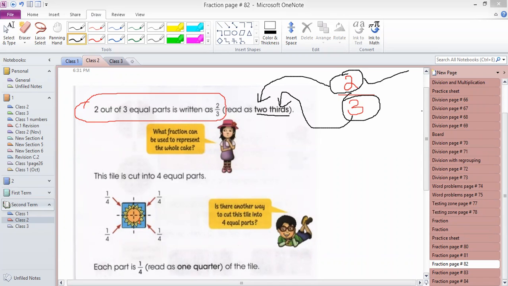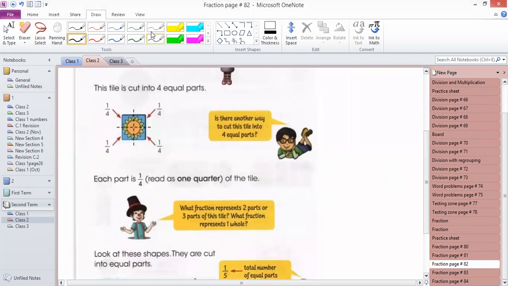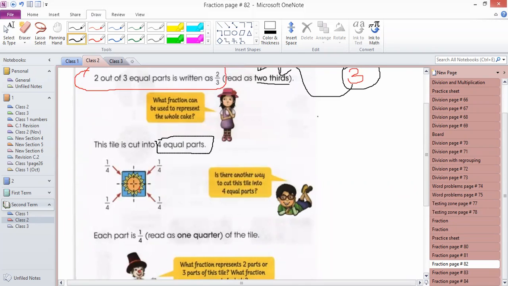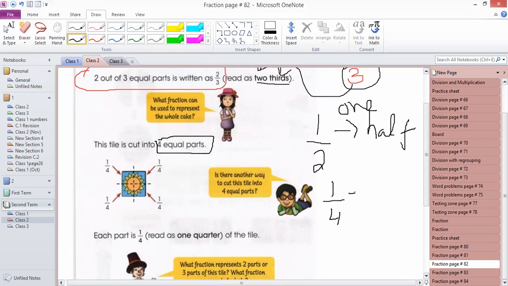Very good. Let's come to here, guys. The tile is cut into 4 equal parts. How many equal parts? 4. So each part is one fourth. And guys, you have to remember to read these two numbers differently. 1/2 and 1/4 are exceptional. 1/2 is always half, and 1/4 is always a quarter.